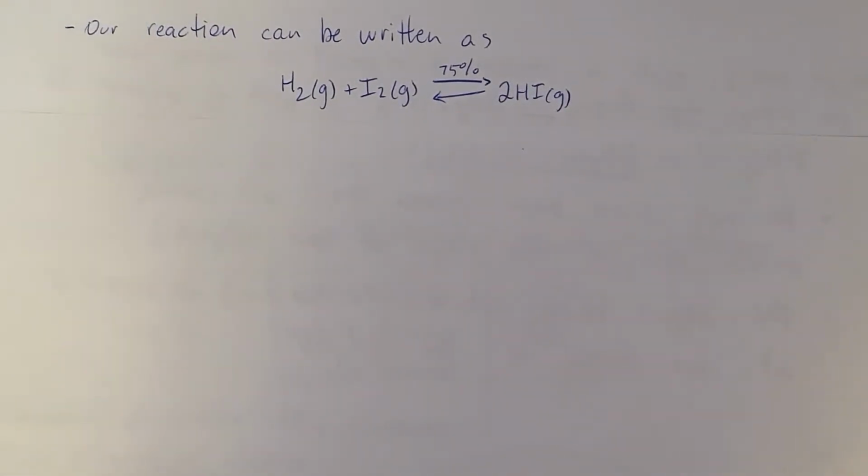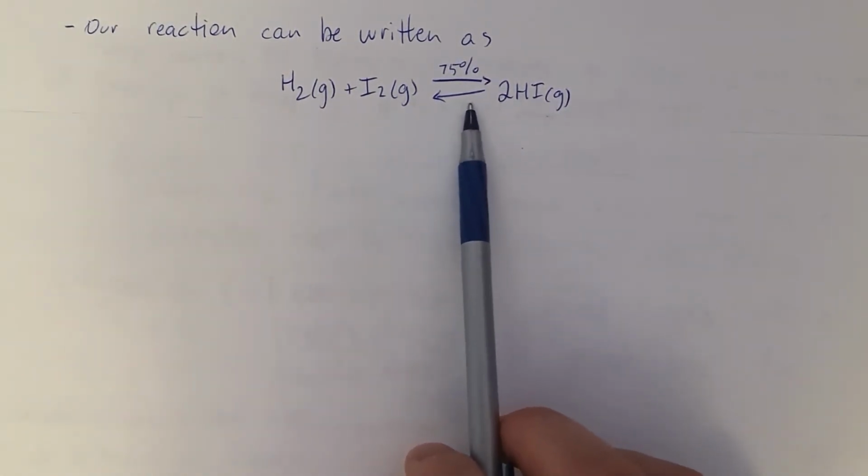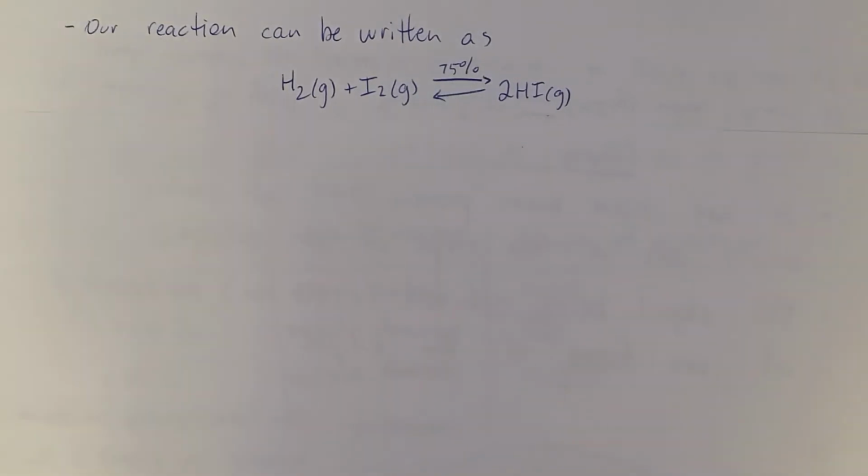It's more accurate to call it a system than just a reaction, because really it's two reactions occurring at the same rate. So we can write it like this: H2 plus I2 gives us 2HI. Double arrows, okay, they don't look so great, but I think you know what they should look like. And then you write the percent yield above.